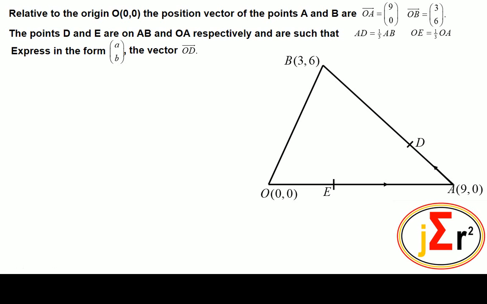Relative to the origin O, the position vectors of the points A and B are OA equals (9, 0) and OB equals (3, 6). Also, the points D and E are on AB and OA respectively and are such that AD is equal to 1/3 of AB and OE is equal to 1/3 of OA.